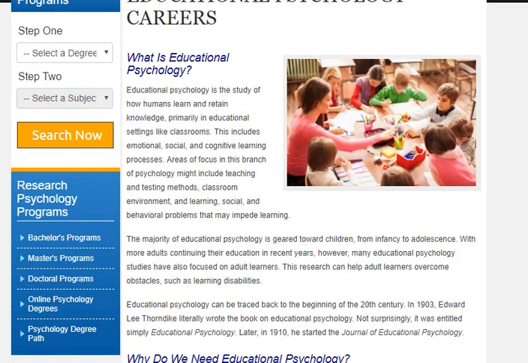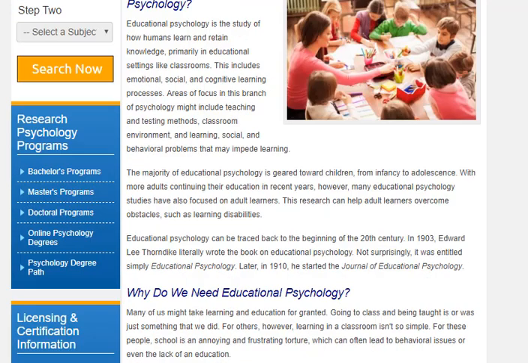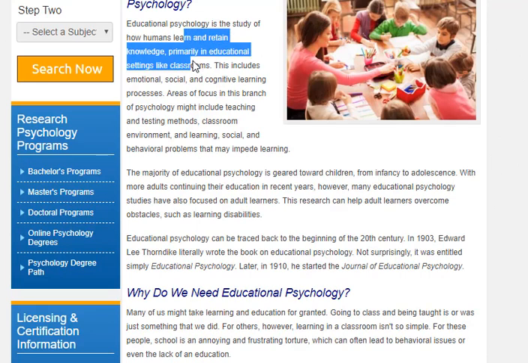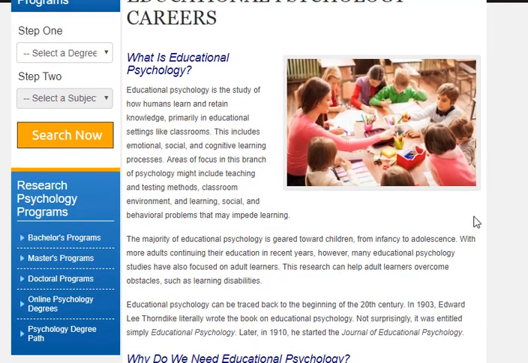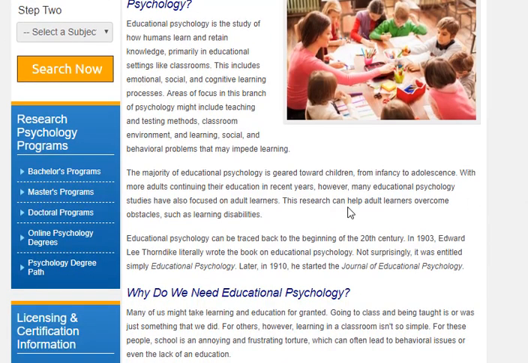This is from careerinpsychology.org to discuss what educational psychology is. And what they say over here is that educational psychology is the study of how humans learn and retain knowledge, primarily in educational settings like classrooms. It doesn't necessarily only mean elementary schools or kindergartens, like they have in the pictures, where you think of educational psychology as applying to little children in elementary schools. It's not necessarily true. It also applies to colleges, and educational psychology is geared towards children from infancy to adolescence, and it also applies to adults as well.